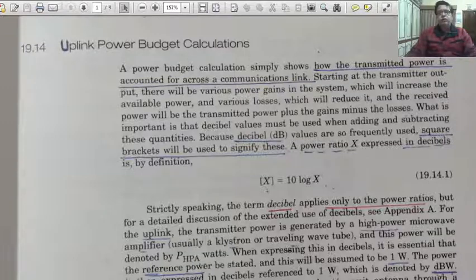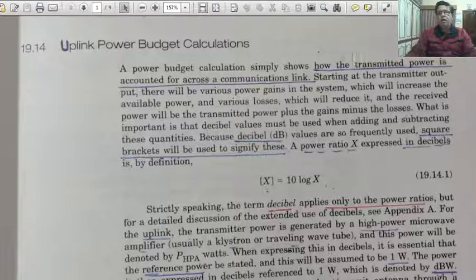Today's topic of discussion is link budget calculations. So, first of all, we try to understand the uplink power budget calculations. What is power budget calculation? A power budget calculation simply shows how the transmitted power is accounted for across a communication link.